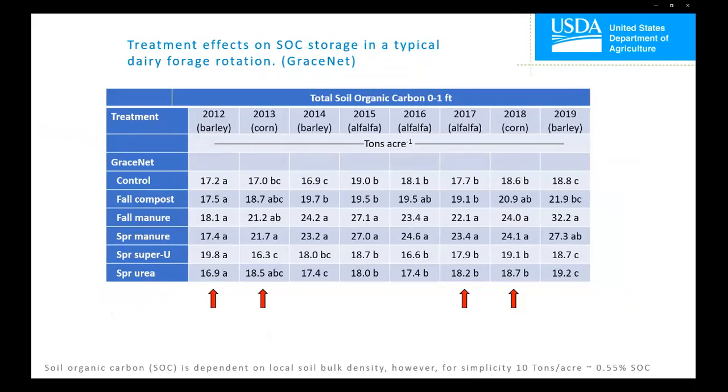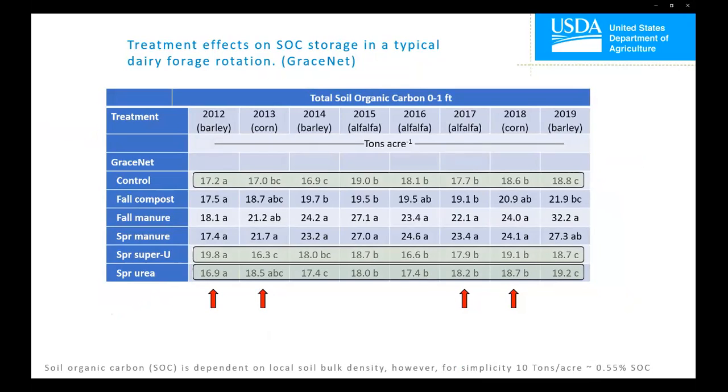Now discussing the GraceNet study, here are the raw values of soil organic carbon for each treatment in each year. Cells containing the same letter within each column were not statistically different. I've also placed red arrows beneath years where the manure was applied. At no point in time were soil organic carbon levels of either synthetic fertilizer treatment different from the control.